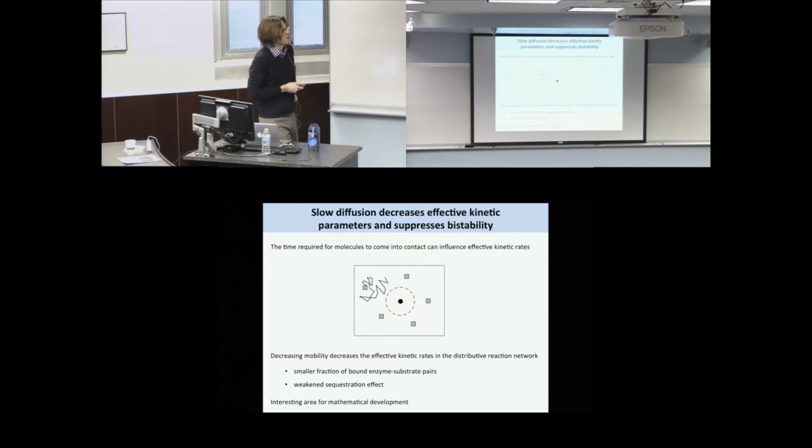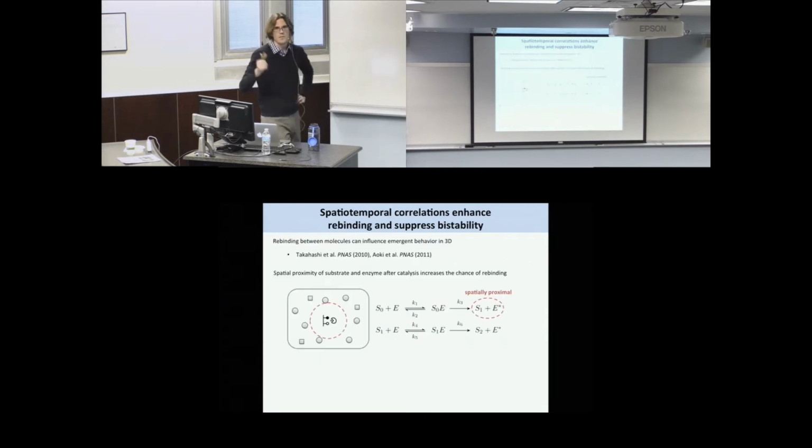But to actually get quantitative estimates of the effective kinetic parameters for arbitrary geometries or more complicated reaction networks is a pretty active and interesting area with, I think, some fairly deep analysis techniques being used to study it. So this is an interesting area that we're interested in thinking about more. Okay, so you decrease effective binding rates. Furthermore, it's known that rebinding, and I'll say what I mean by that in just a minute, can influence emergent behavior in three-dimensional systems. And so the idea here is, let's look at this picture.